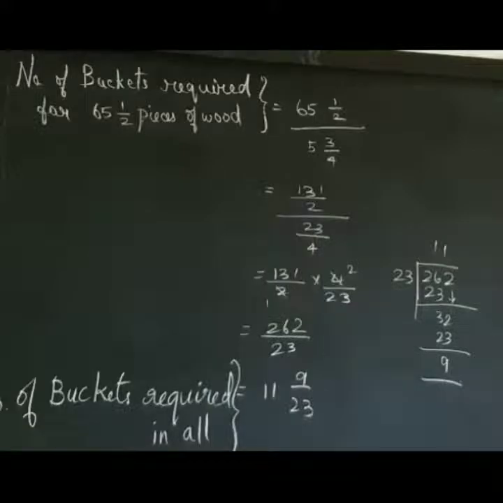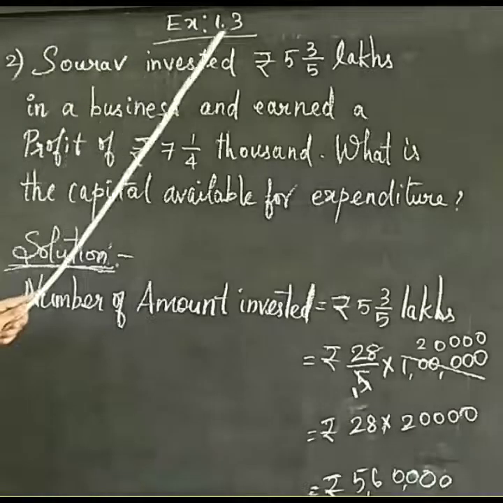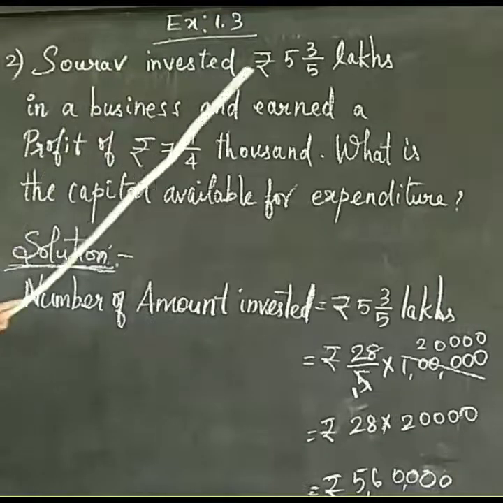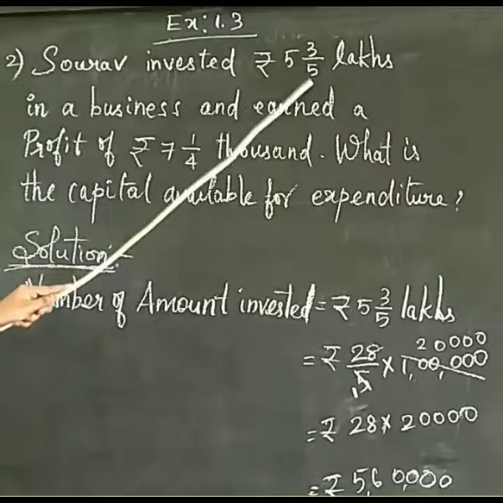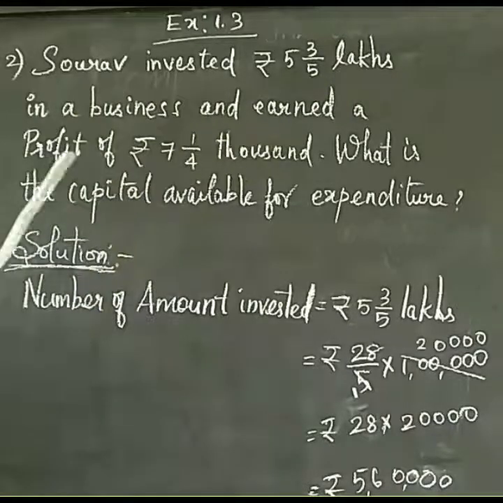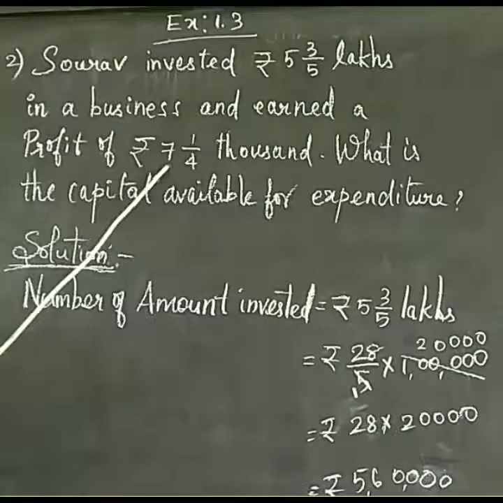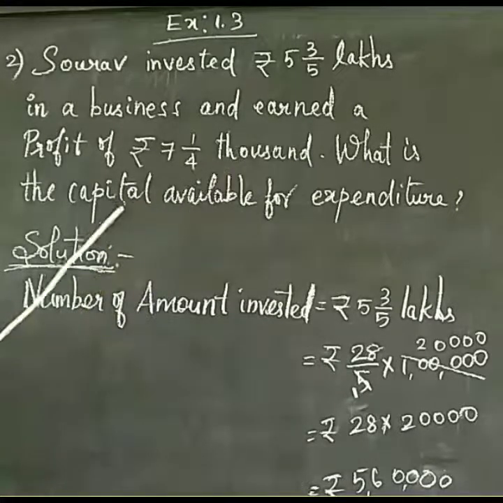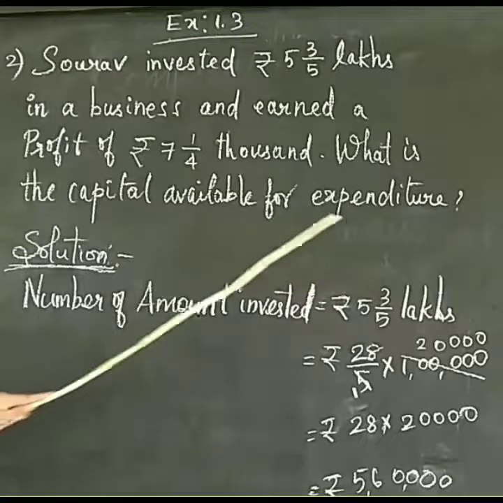Thank you. Now we can see exercise 1.3, second question. Saurav invested rupees 3/5 lakhs in a business and earned a profit of rupees 1/4,000. What is the capital available for expenditure?